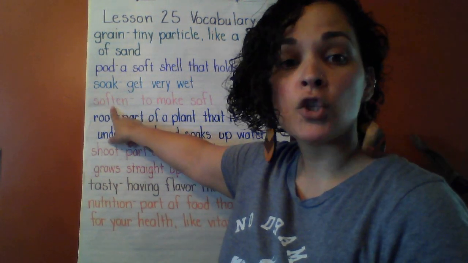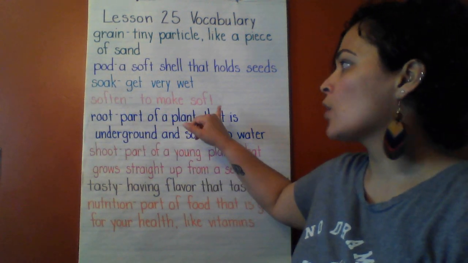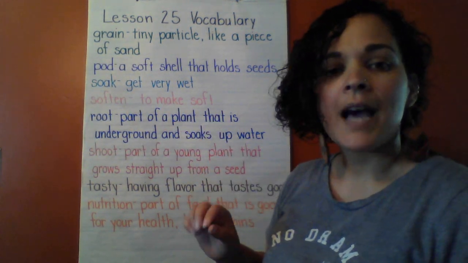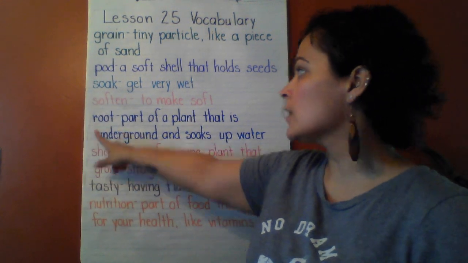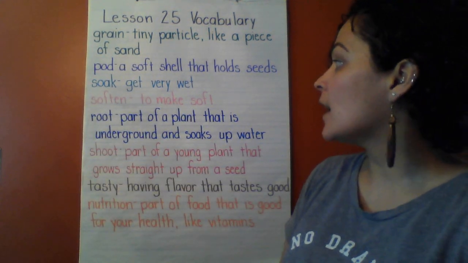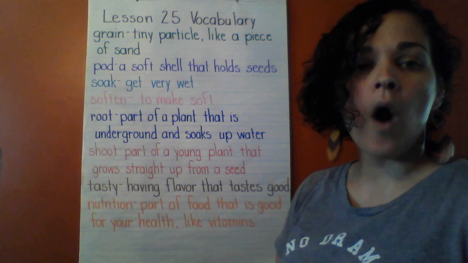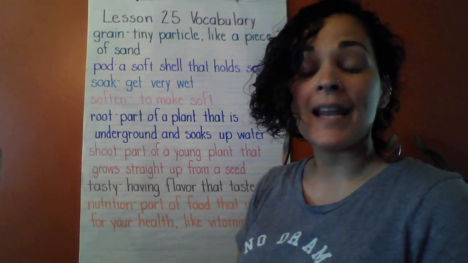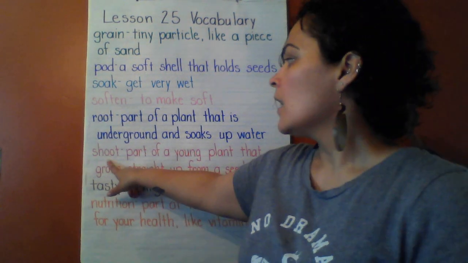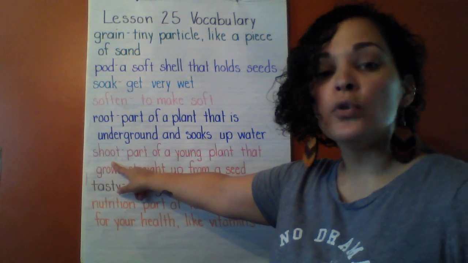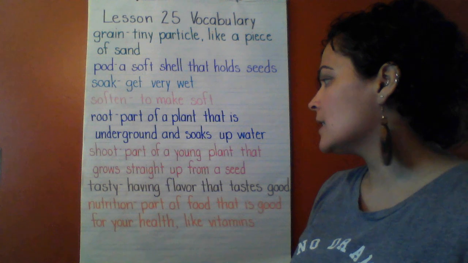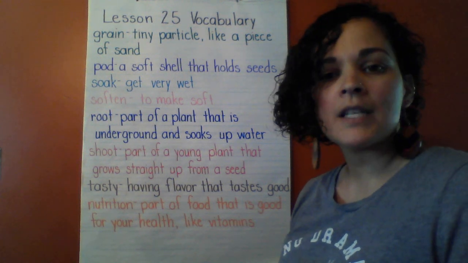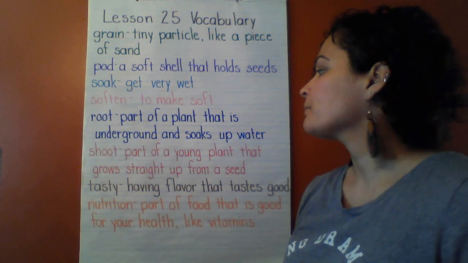Our next one is soften, and that's to make soft. And in Spanish is ablandar. Our next word is roots, and that's part of a plant that is underground and soaks up water. And in Spanish, that's la raíz. Our next one is shoot, and that is part of a young plant that grows straight up from a seed. And in Spanish, it's el retoño.